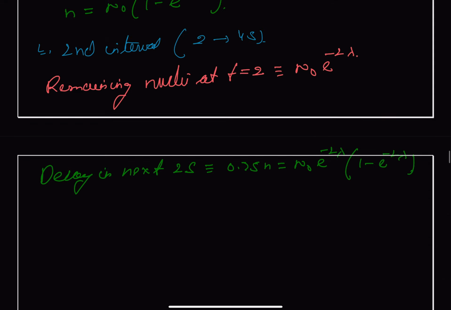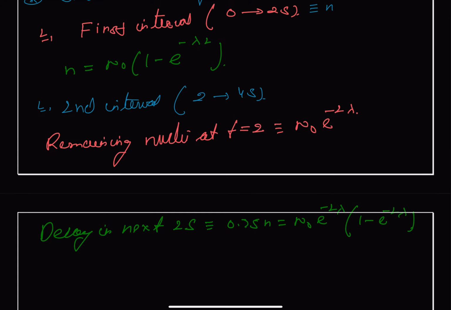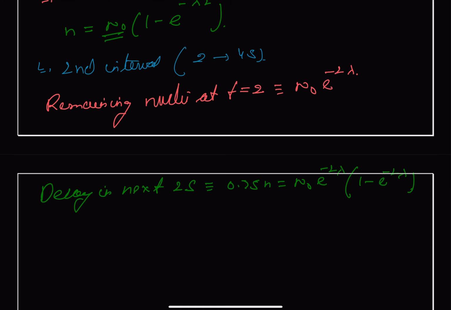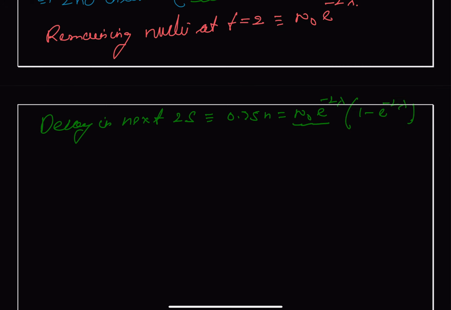And here we can clearly see the distinction between the two intervals. For the first interval, the initial value was N naught, whereas for the second interval, that is from 2 to 4 seconds, the initial value is N naught e raised to the power minus 2 lambda. So this is the basic distinction between the two. And we can now find the ratio.